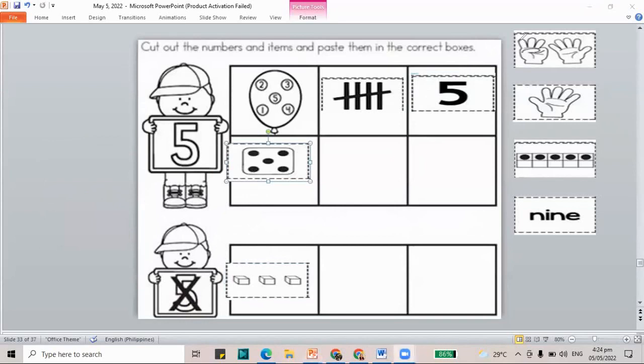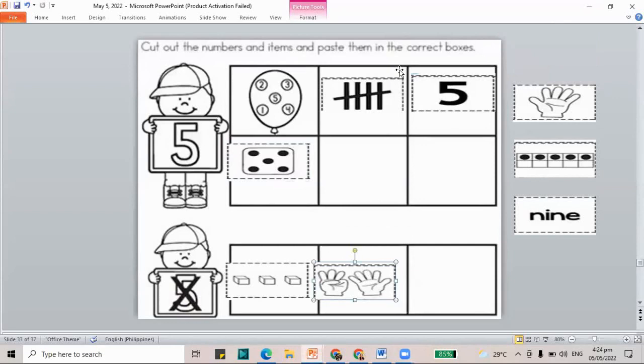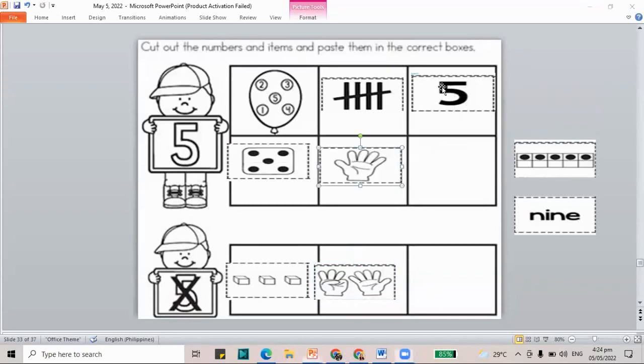How about our fingers? Let's mark and count. 1, 2, 3, 4, 5, 6, 7, 8. It doesn't show 5, but 8. Put in the other box. How about this one? 1, 2, 3, 4, 5. That is 5. Let's put it here. How about our dots? 1, 2, 3, 4, 5. This shows 5 in a frame.